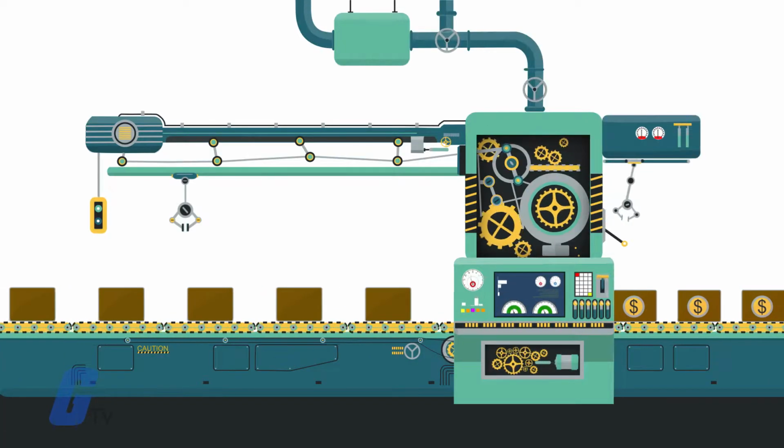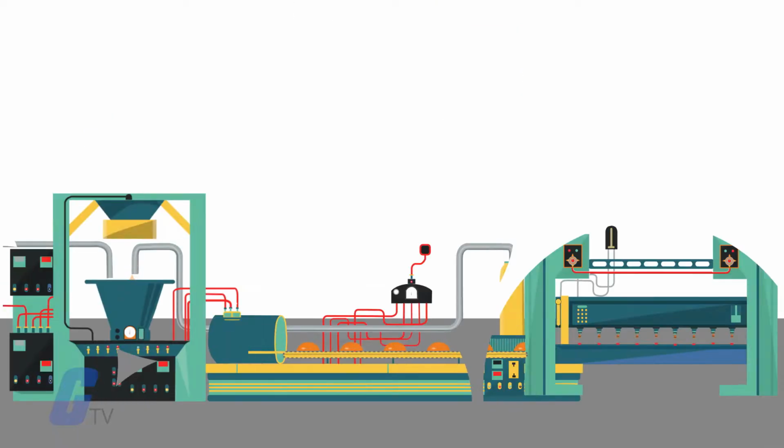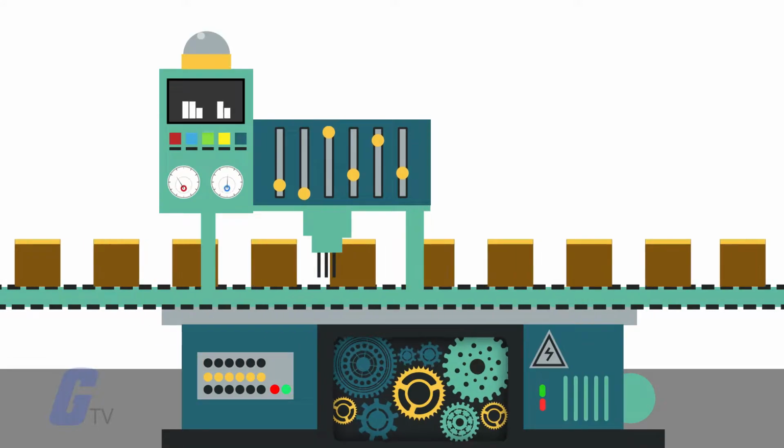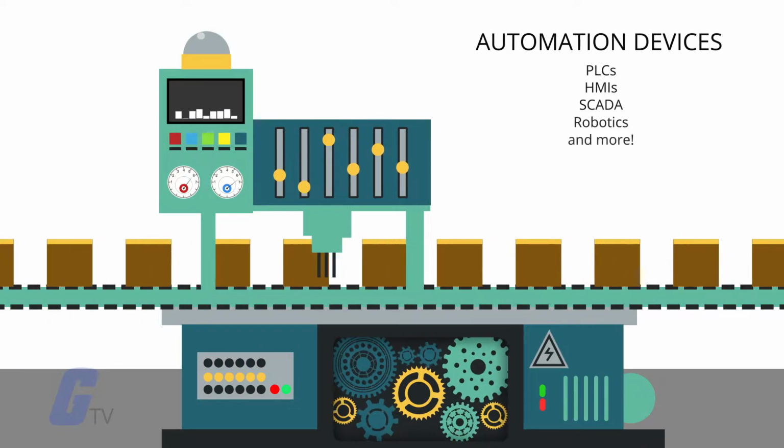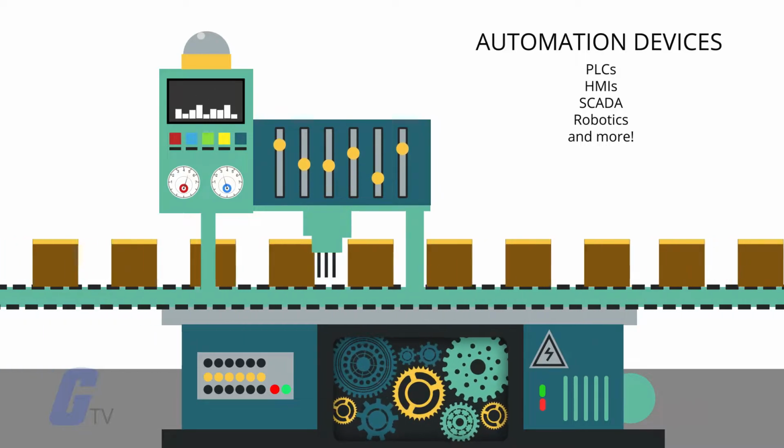A wide range of tools are required for industrial automation. They include various control systems that incorporate different devices and systems impacting aspects of the manufacturing process. These automation devices include PLCs, HMIs, SCADA, robotics, and more.